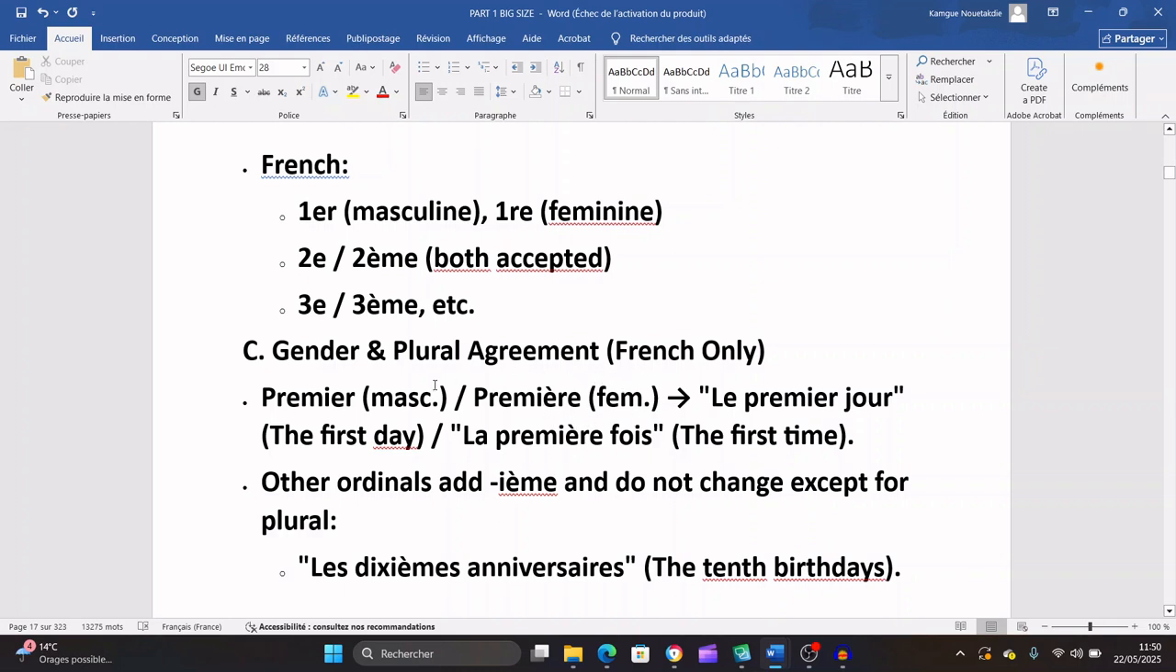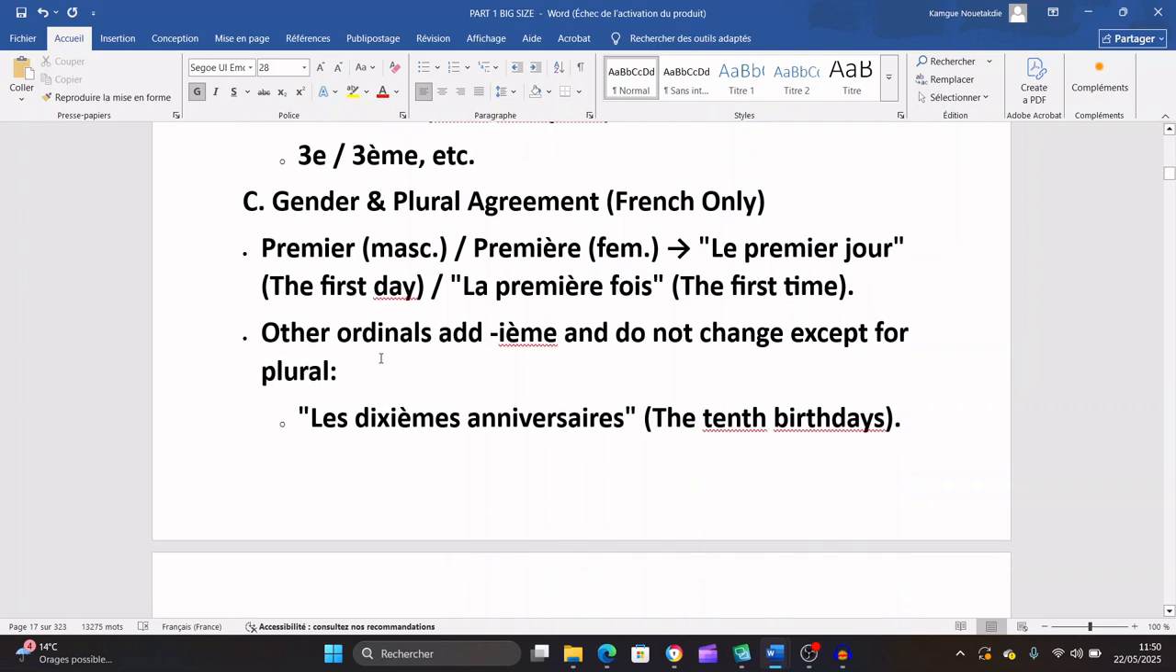For example, you have le premier jour, which is the first day in English. You have your ordinal here. Another one will be la première fois, the first time. Since fois is feminine, that's why we have première.